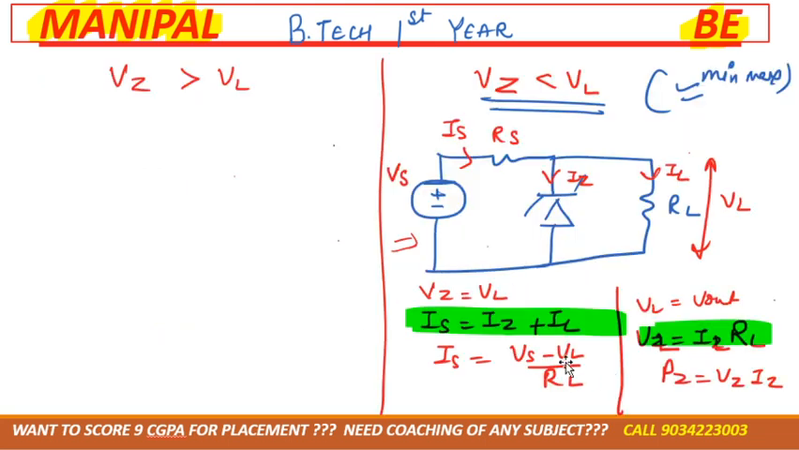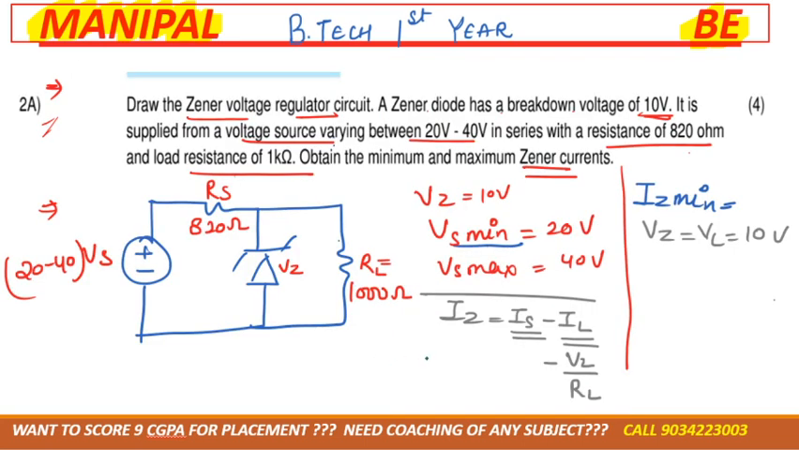IS is how much according to this? VS minus VL by RS. So IS is how much? VS minus VL by RS. Okay, then we'll get IZ. So if you use the VS value as 20 volt, then you will get IZ minimum. If you use VS as 40 volt, then you will get IZ maximum. Simple.